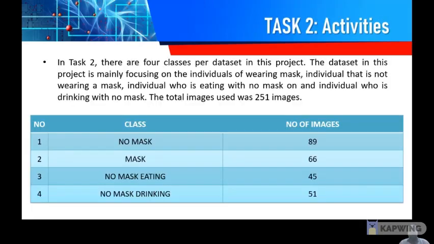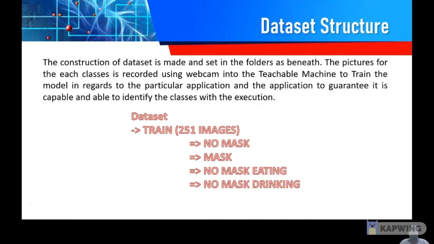So we have used around 251 images in total. In the 251 images, without a mask we have around 89 images, with a mask 66, without a mask and eating 45, and without a mask drinking 51. So the total will be 251 to get the AI to detect. And this is the dataset structure we used to train the AI application to understand more about humans who are wearing a mask or not wearing a mask.